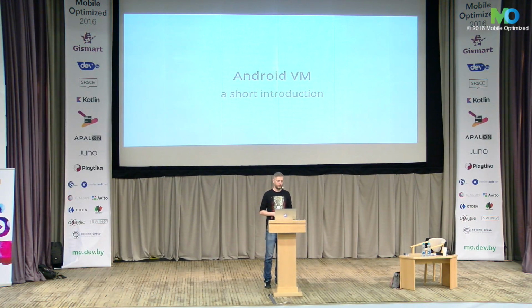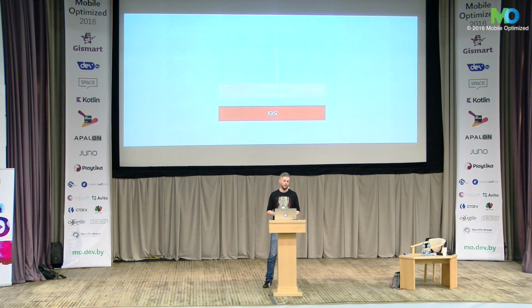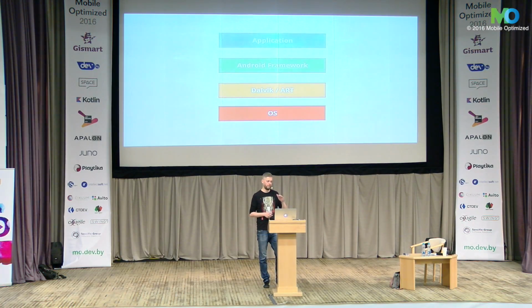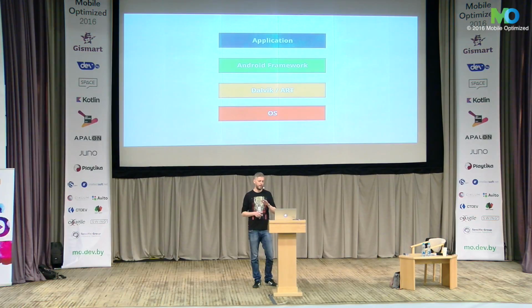So let's start with Android virtual machine so that we are on the same page. Virtual machine on Android is this orange thing, which is on top of the operating system. Hopefully you can see the color. So the virtual machine is running the Android framework and our application.